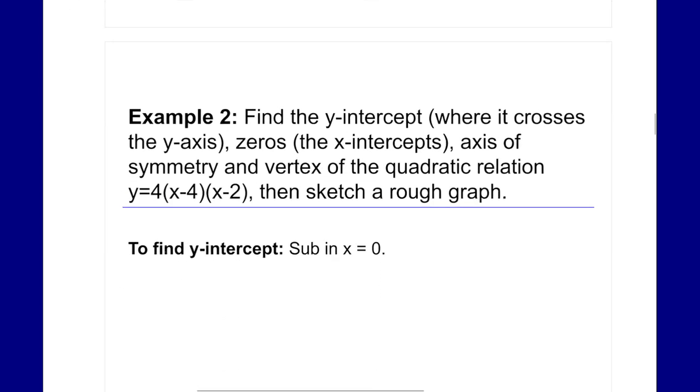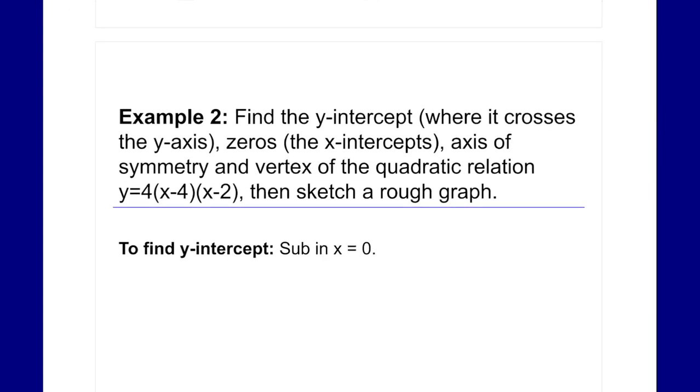So we want to find the y-intercept where it crosses the y-axis, the zeros, which is another word for x-intercepts, the axis of symmetry, and the vertex for the specific quadratic relation y equals 4 times (x minus 4) times (x minus 2), and then we want to sketch a rough graph.